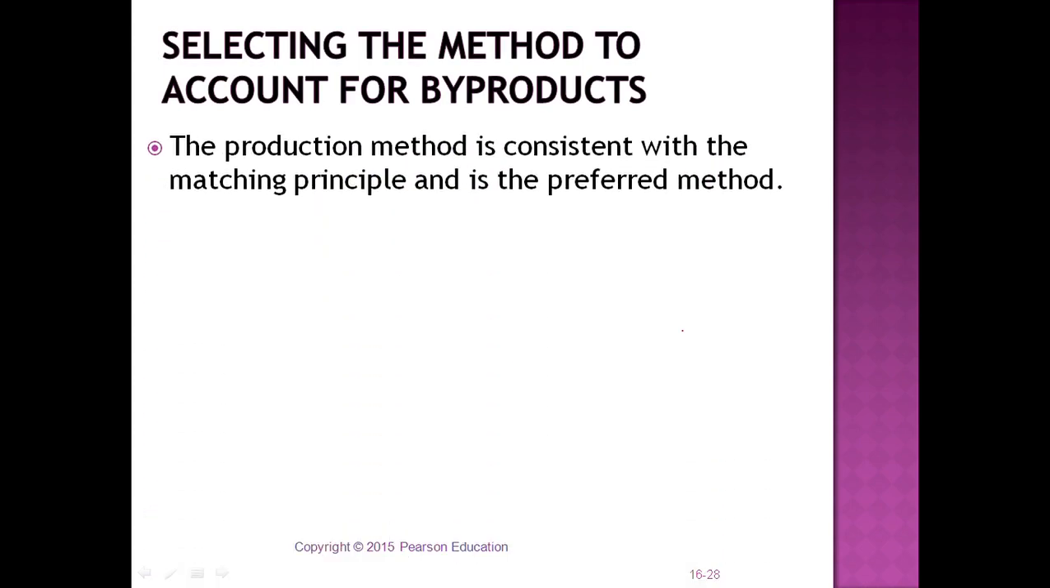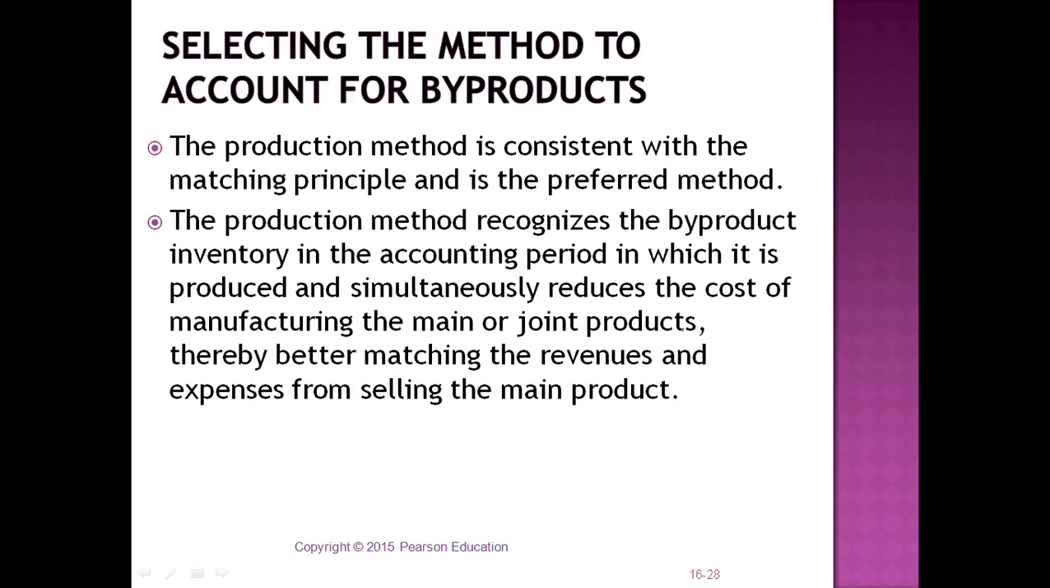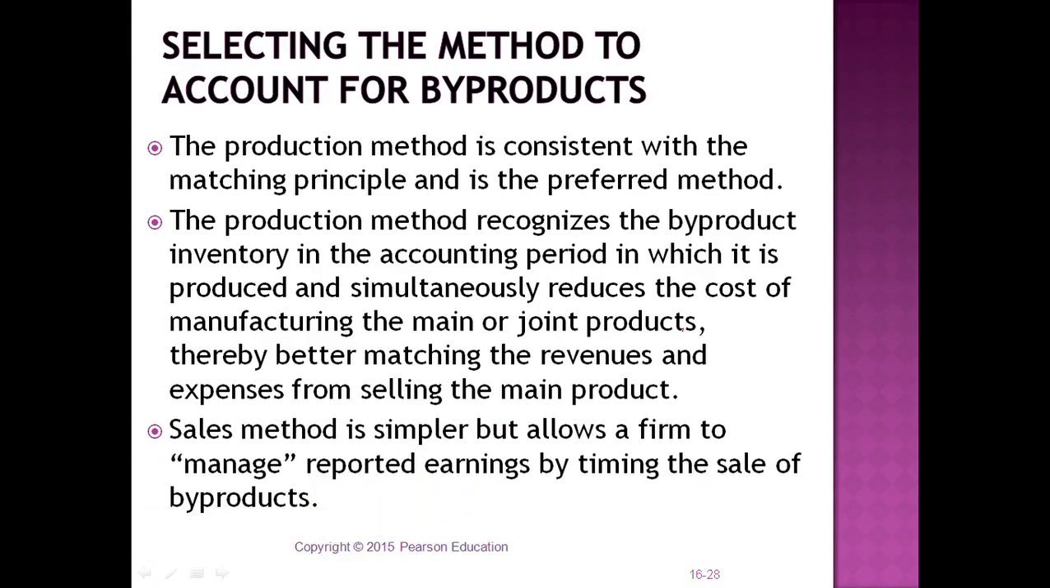So which method is better? Again, it depends on the companies. The production method is consistent with the matching principle. Especially if the byproduct is sufficiently large, then it's better to follow the production approach, because then you can recognize the byproduct inventory and put it in your accounting records when it is produced, and then also it will reduce the cost of manufacturing your main product, which is quite logical, especially when the byproduct is large.